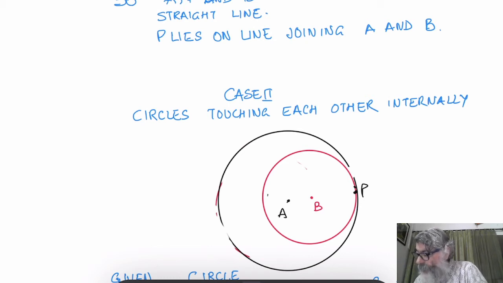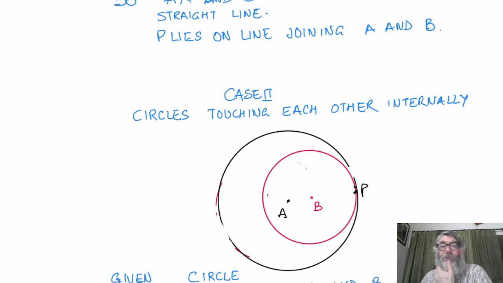A is the center of the larger circle, B is the center of the smaller circle, and P is the point of contact. So again, what is the construction we are going to do?